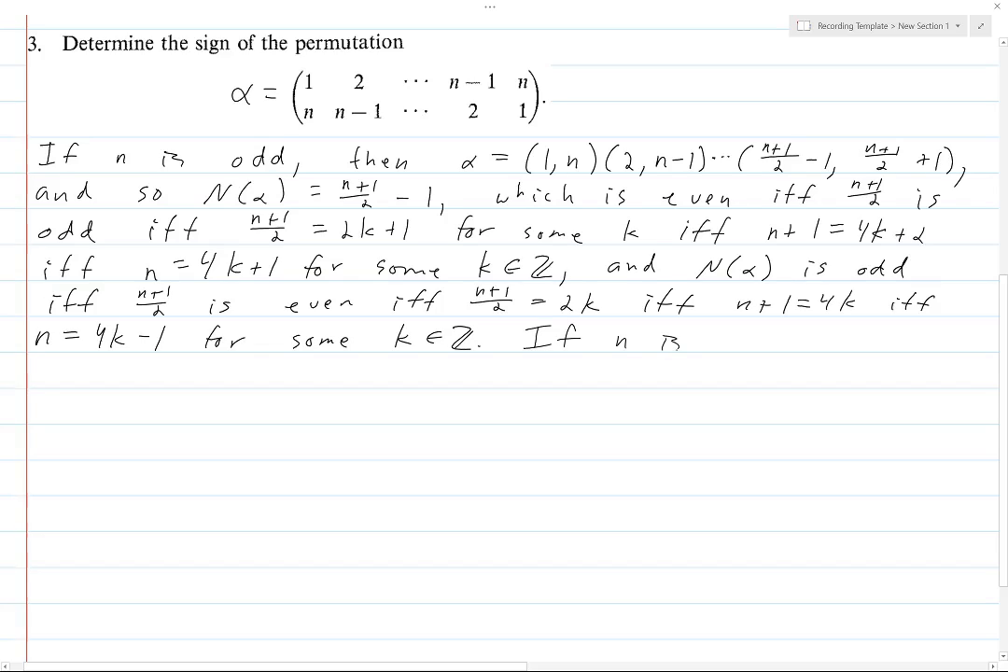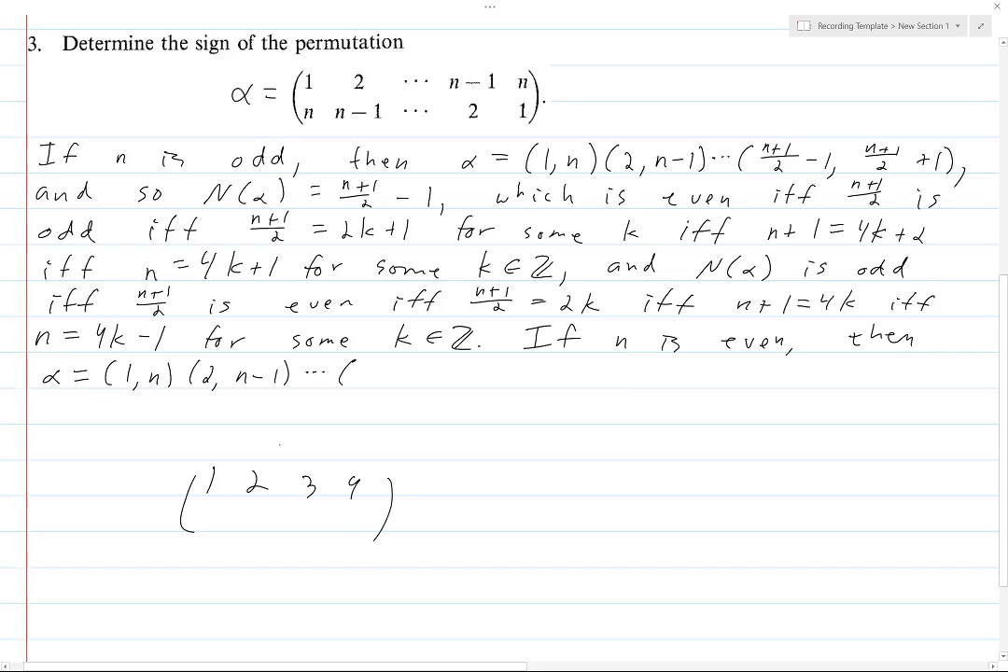If n is even now, then we do basically the same thing. But first we have to write alpha. Then alpha is, we do the same thing, 1 through n, 2 through n minus 1. But here, what's going to happen if you look at it is you're going to end up with, say, 1, 2, 3, 4.